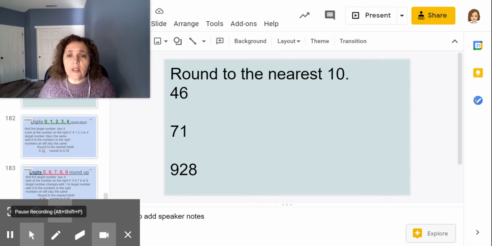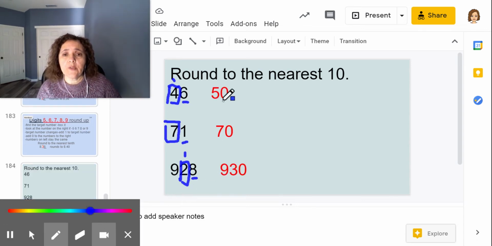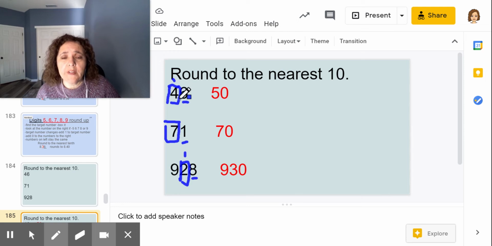Okay, so let's review some rounding a little bit. Go ahead and round these numbers to the nearest 10, not tenths, 10. So 46, 71, and 928, round us to the nearest 10 and then come back to me. Okay, so 46 rounds to 50. I boxed in the 4 because the 4 is in the tens place. I see that 6 is 5, 6, 7, 8, or 9, so I added 1. It becomes 50. 71, boxed in the 7. The 7's in the tens place. The 1 tells me to round down, so it becomes 70. 928. The 2 is in the tens place. I look at the 8. The 8 tells me to round up, so I add 1 more, so it becomes 930.